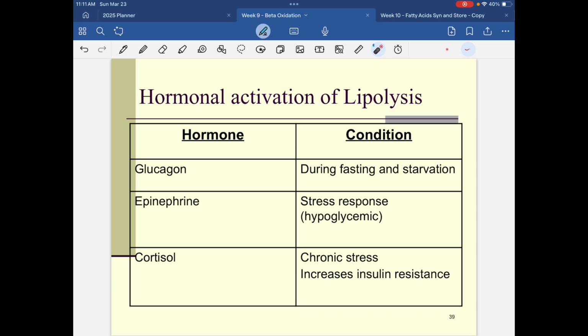We also can do this under stress. This is why I'm staying skinny without going to the gym. I'm just always stressed, so I'm activating lipolysis. I have epinephrine as a stress response and also hypoglycemia, but mostly stress response, and cortisol due to chronic stress. It's going to activate lipolysis. It's going to increase the breaking down of fats for energy.